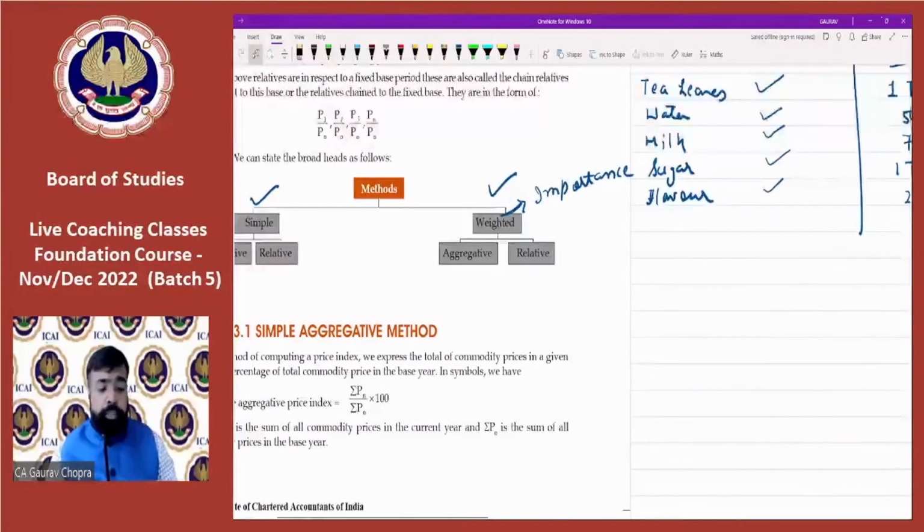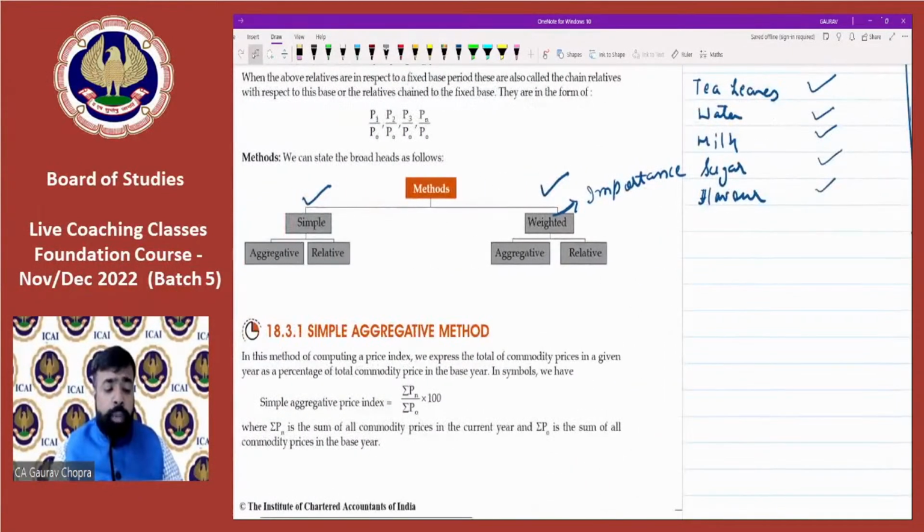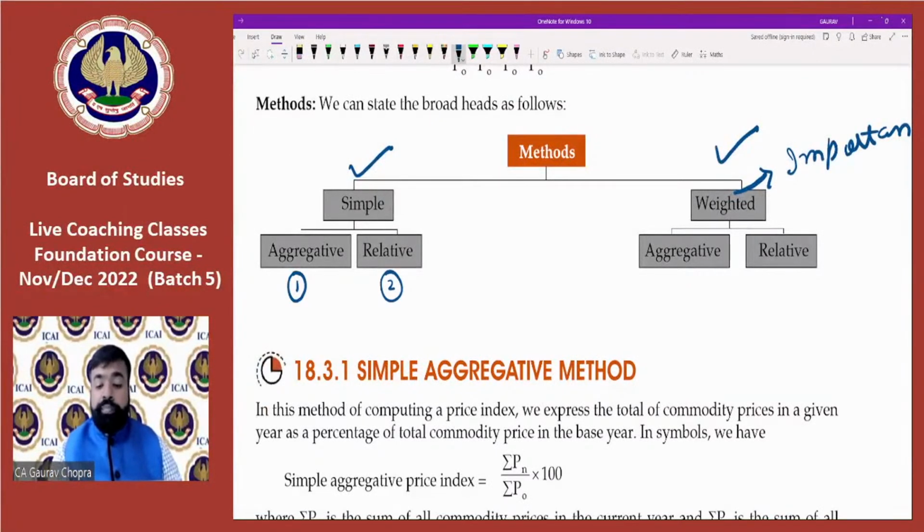So let us begin with the simple method. Now, if we talk about the methods, we are having simple aggregative method, simple relative method, then weighted aggregative method, and weighted relative method. So these are the four main methods to solve index number.